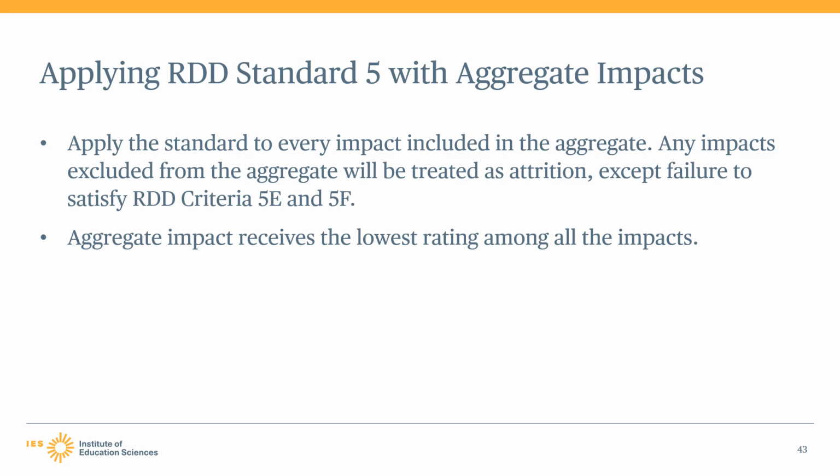When assessing RDD Standard 5 for aggregate impact findings, the standard must be applied to every impact included in the aggregate. Any impacts excluded from the aggregate will be treated as attrition, with two important exceptions. Impacts may be excluded if they do not meet RDD Criterion 5E or 5F. The aggregate impact then will receive the lowest rating among all impacts.